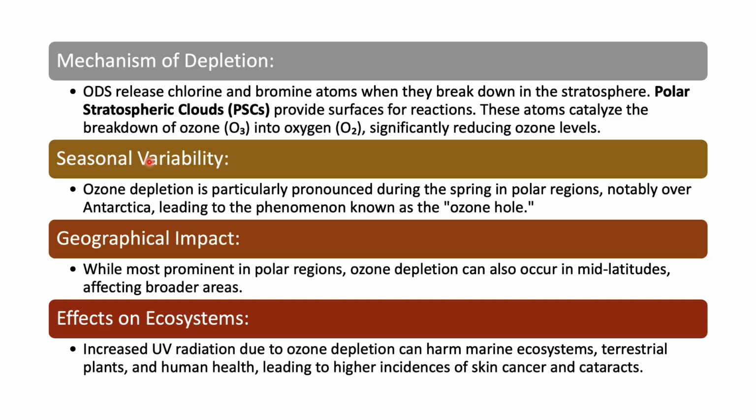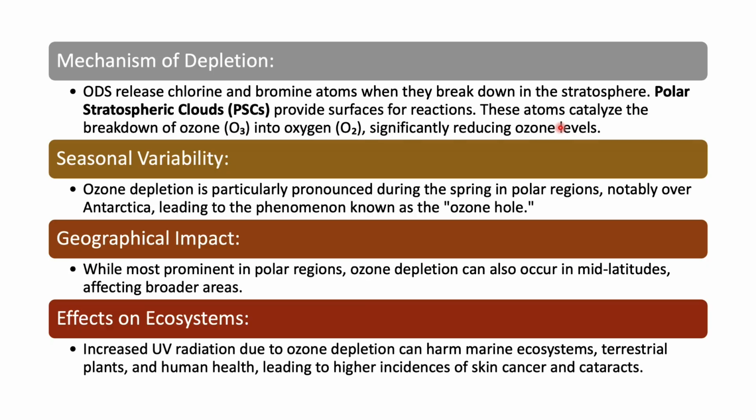So what is the mechanism of depletion? The ozone depleting substances release chlorine and bromine atoms when they break down in the stratosphere. The polar stratospheric clouds provide the surface for these reactions. These atoms, chlorine and bromine atoms, catalyze the breakdown of ozone into oxygen, significantly reducing ozone level. We had seen this in the halogen chemistry of the Arctic region. We had seen many of these reactions.